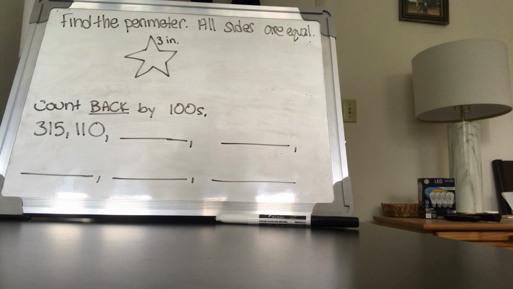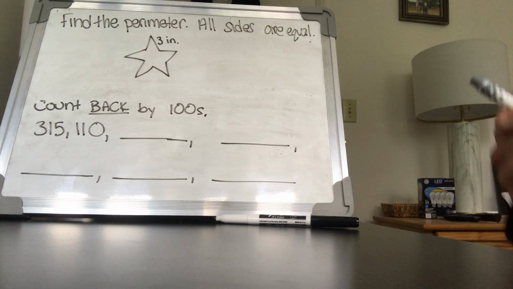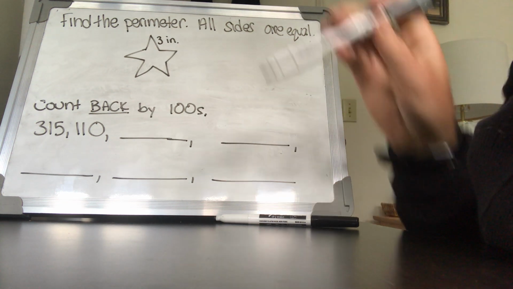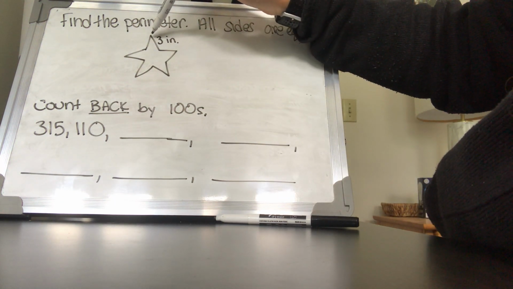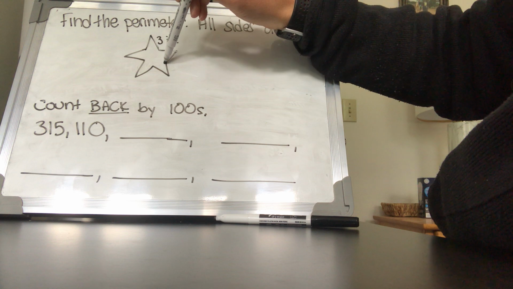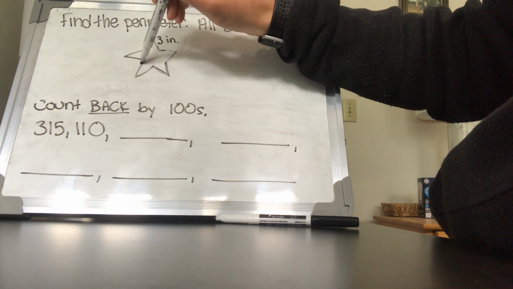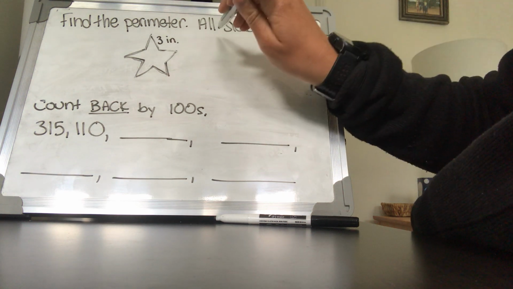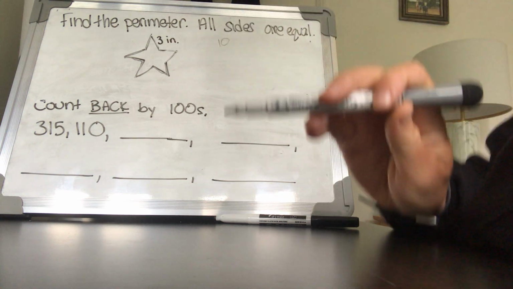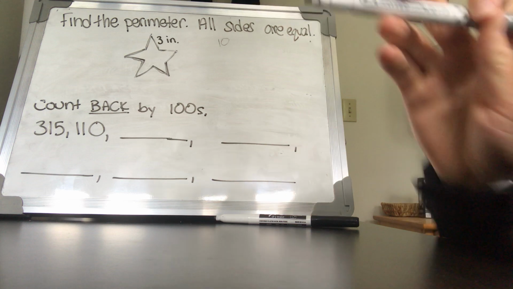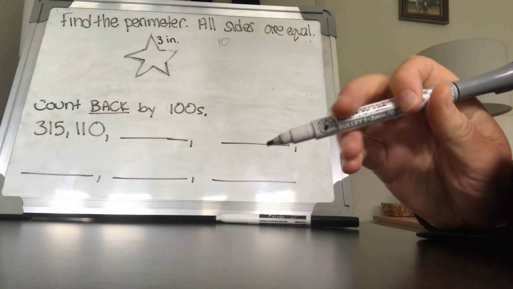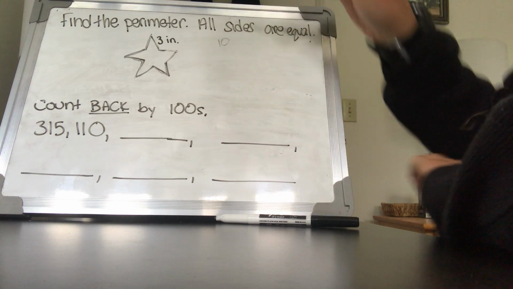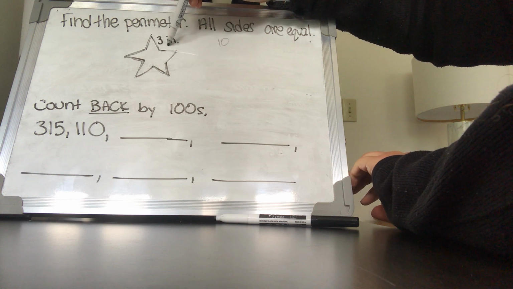Okay, so first I need to figure out how many sides this star has, because remember, perimeter means distance around. Let's check. 1, 2, 3, 4, 5, 6, 7, 8, 9, 10. This has 10 sides. I'm going to write that here just so I don't forget. Now, I see that one of them was labeled 3 inches. So I know that all the other sides are also going to be 3 inches.